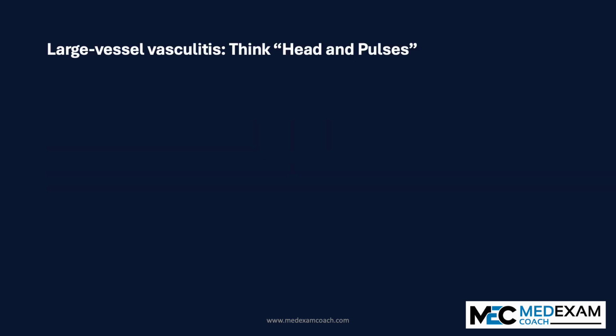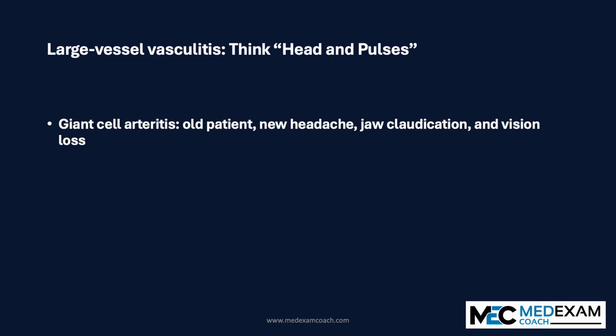For large vessel vasculitis, think of head and pulses as a good mnemonic. Giant cell arteritis is one of the two large vessel vasculitides that you have to know about. It typically presents in an elderly patient above the age of 50 with new onset headache, jaw claudication, and vision loss, or the ESR is elevated, and that's giant cell arteritis for you.